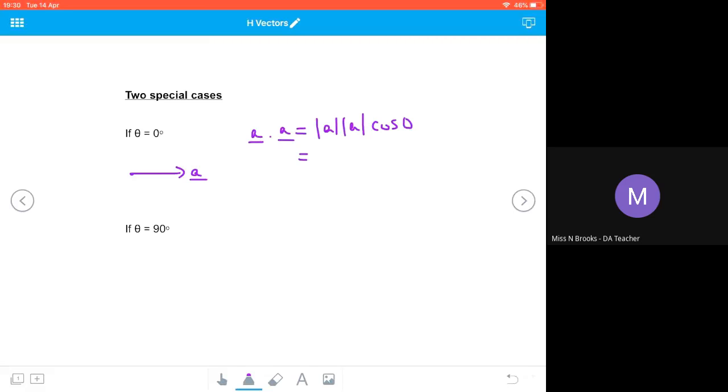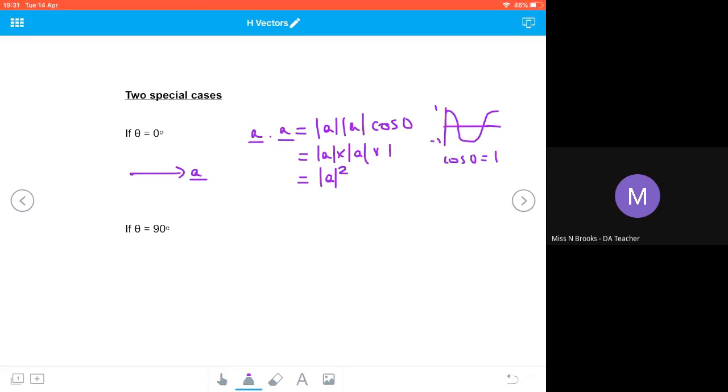Now, going back to our National 5 trig curves, we know that our cosine curve looks something a bit like that, where cos 0 equals 1, because our maximum and minimum values are 1 and -1 for a traditional cosine curve. So if we substitute that in, we have the magnitude of A multiplied by the magnitude of A again, multiplied by 1. Substitute that value in, and we can simplify that down to the magnitude of A all squared.